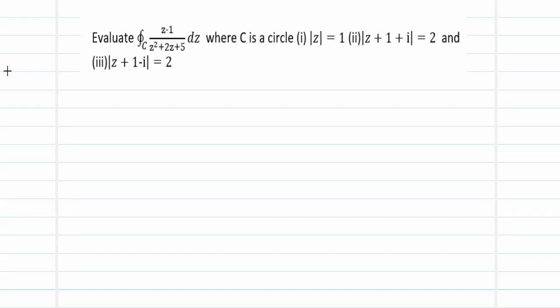Okay, so we will evaluate the integral of (z minus 1) by (z square plus 2z plus 5) dz under three different boundaries: mod z equal to 1, mod z plus 1 plus i equal to 2, and mod z plus 1 minus i equal to 2.